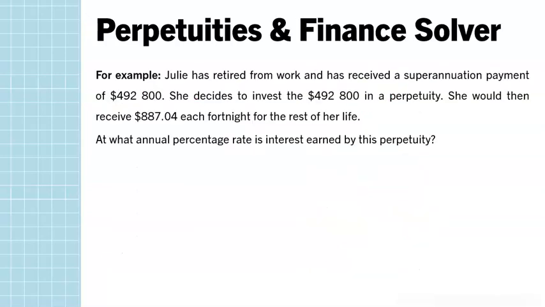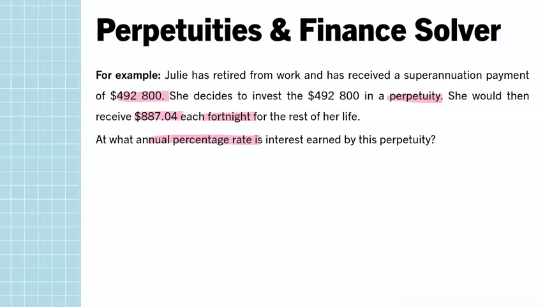Our final example here has Julie, who has retired from work and receives a superannuation payment of $492,800. She decides to invest this amount in a perpetuity. She would then like to receive $887.04 each fortnight for the rest of her life. What was the annual percentage rate of interest for this perpetuity?